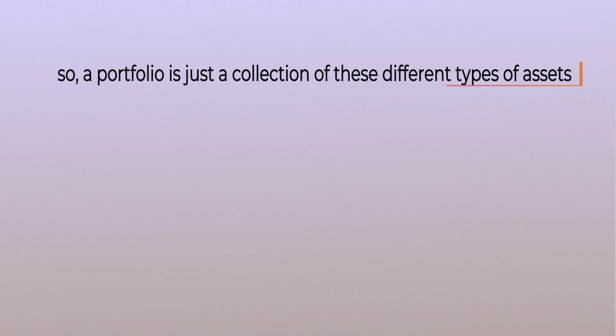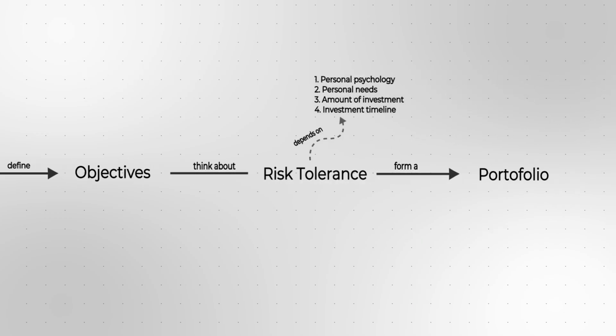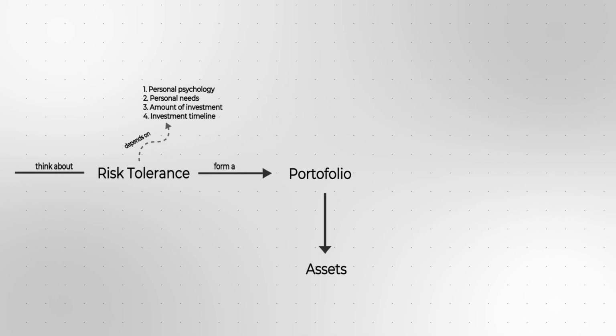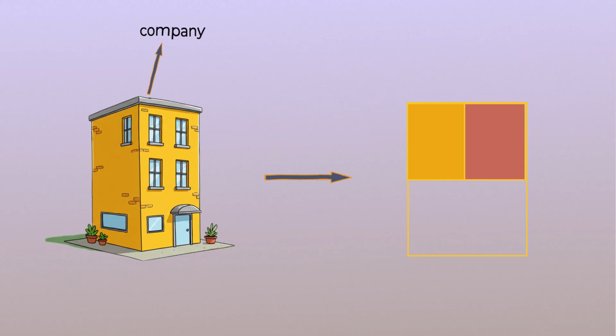Now, you might be wondering, what exactly are these different types of assets? Also, why do we need a collection of them and not a single one? First, let us look at some different types of financial assets. 1. Stocks represent ownership in a company. You literally own a share of the company.